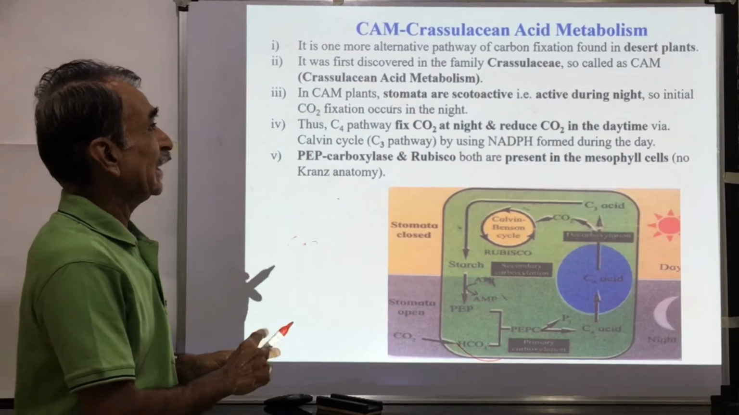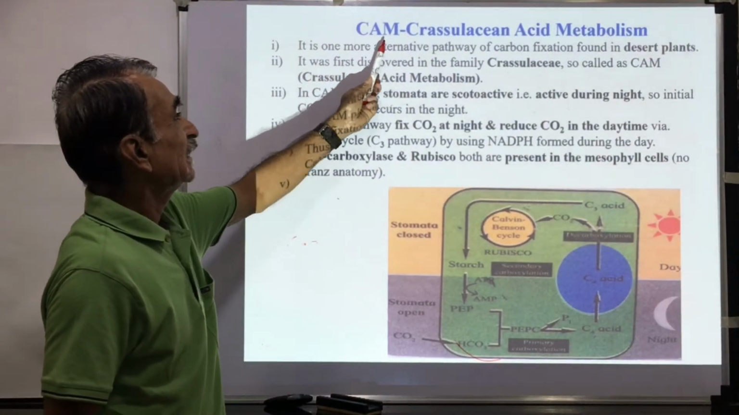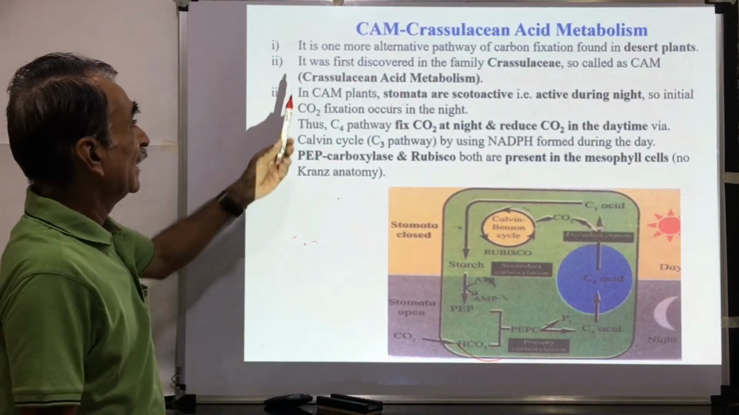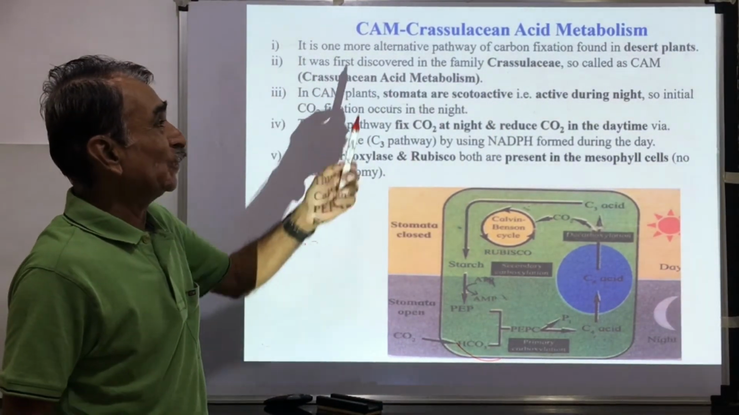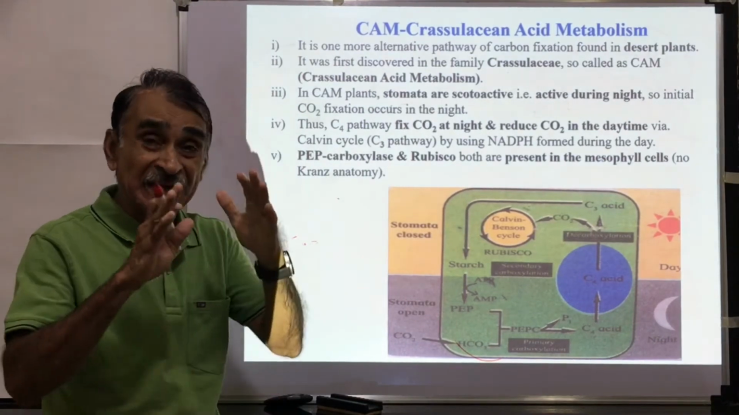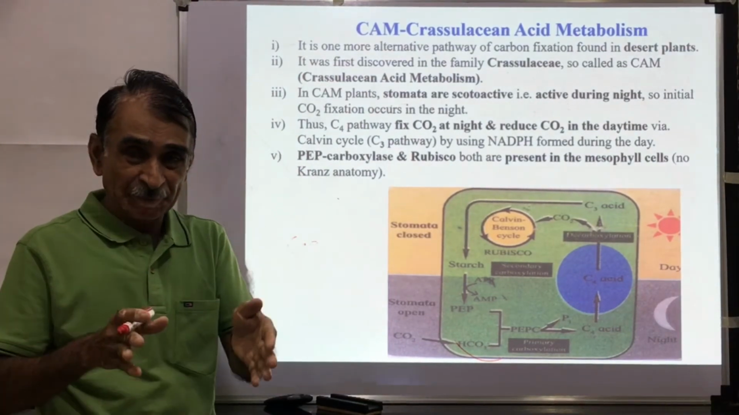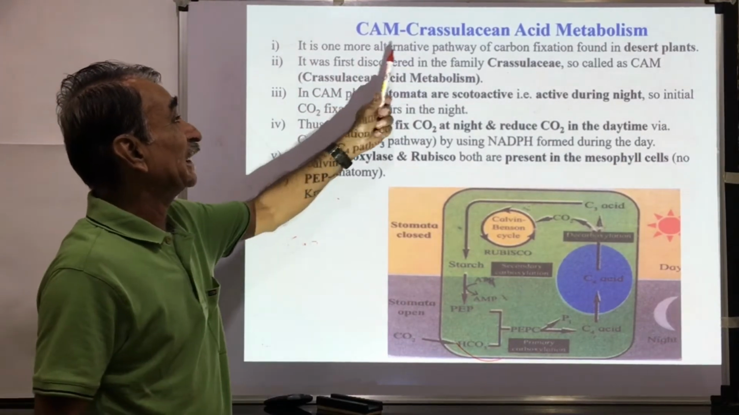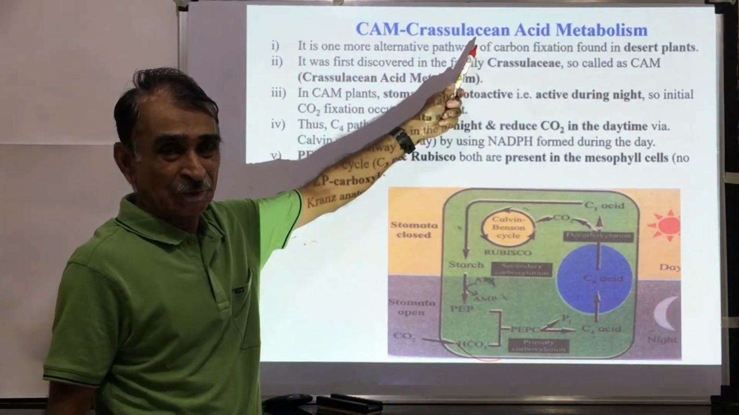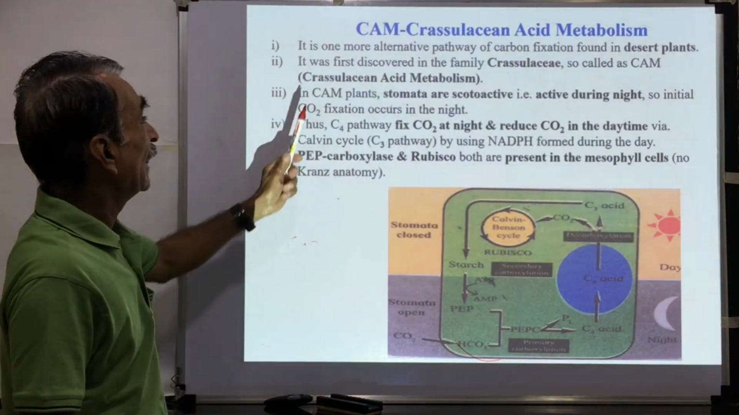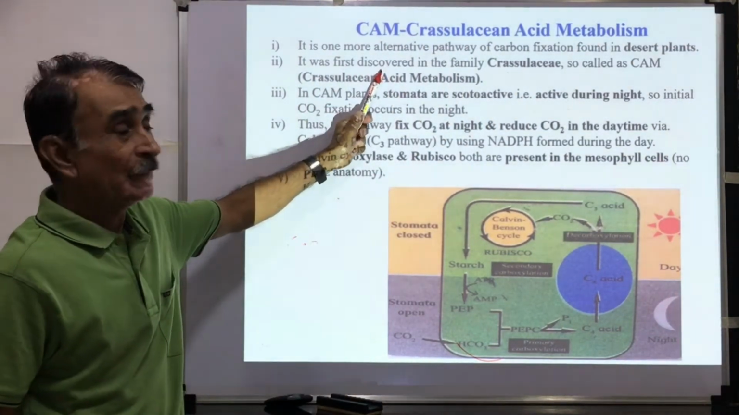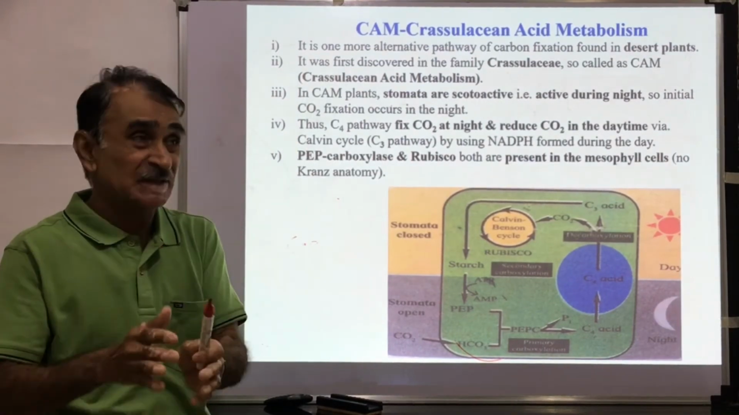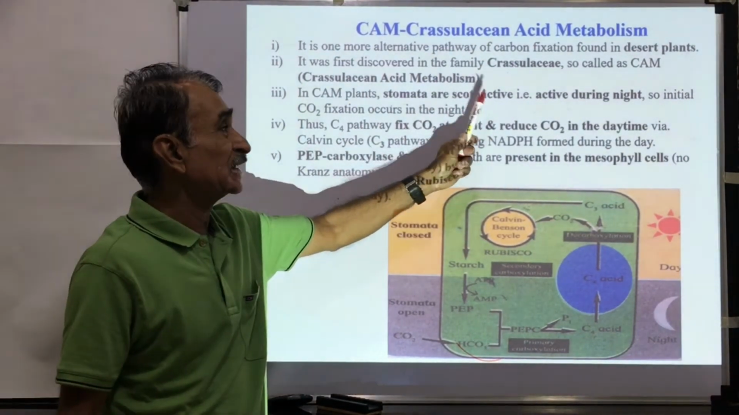The next pathway of carbon in photosynthesis is the CAM pathway, or crassulacean acid metabolism pathway. This is one alternative pathway of carbon fixation in desert plants where there is high temperature and a shortage of water. This was first discovered in plants belonging to the family Crassulaceae. In these plants, this CAM pathway is observed.